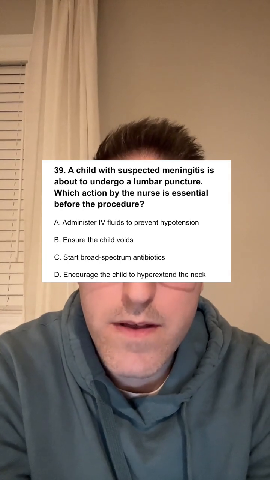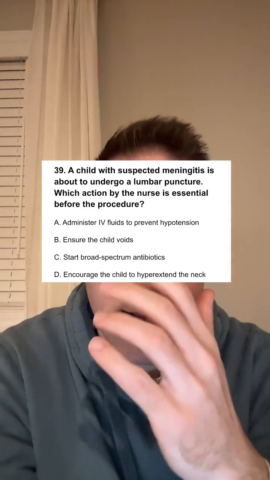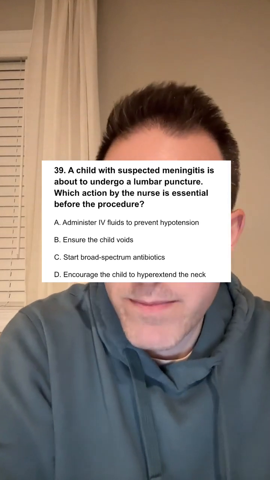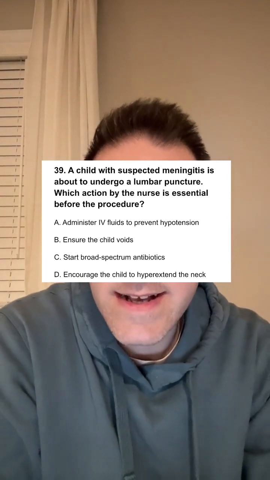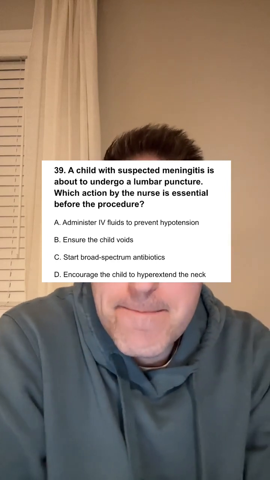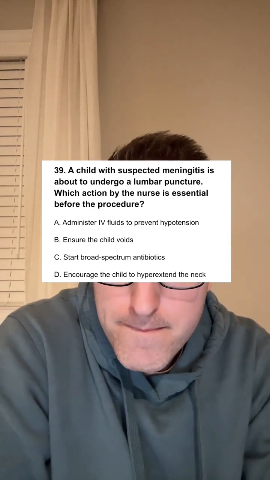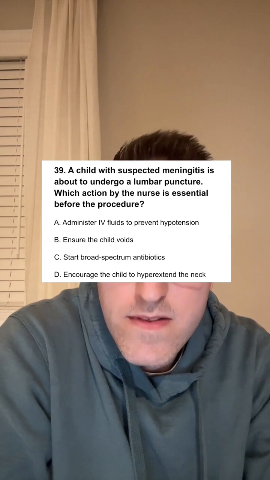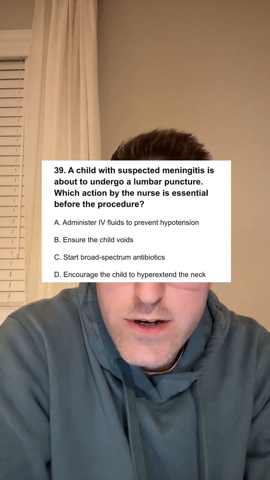39. A child with suspected meningitis is about to undergo a lumbar puncture. Which action by the nurse is essential before the procedure?